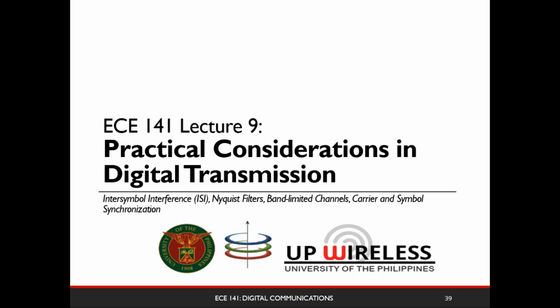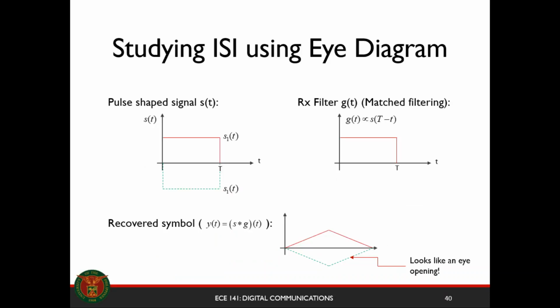Hi, this is part 3 of ECE 141 Lecture 9, Practical Considerations in Digital Transmission. So now we're going to be studying the effect of ISI using what we call the eye diagram.